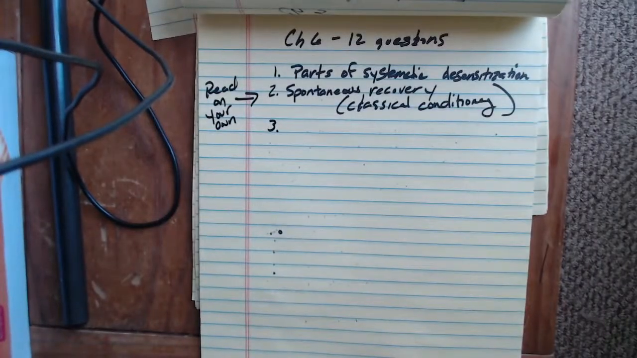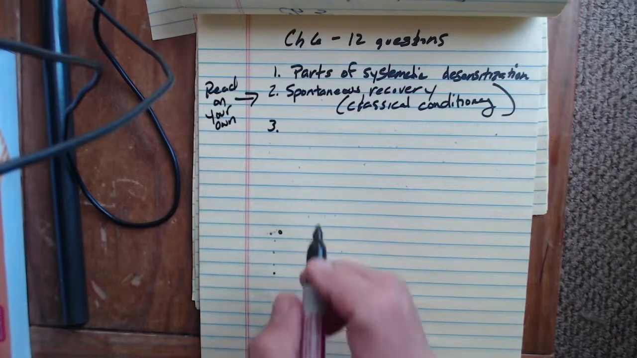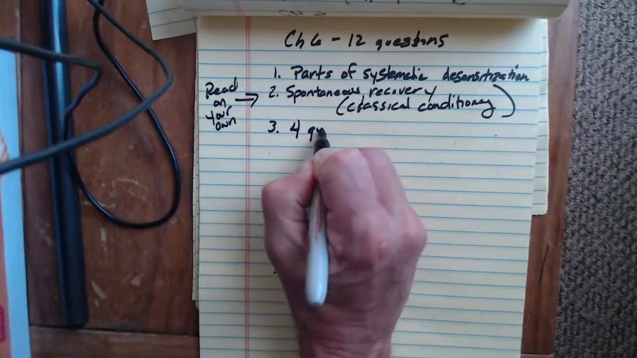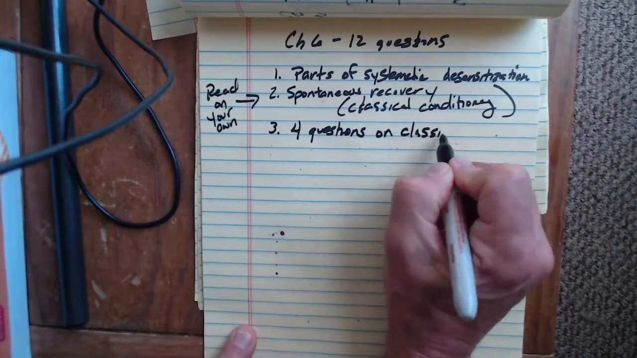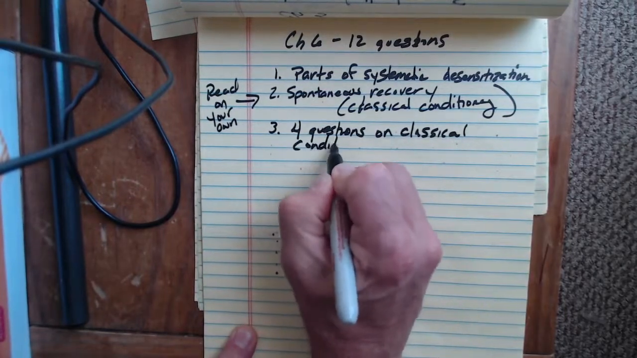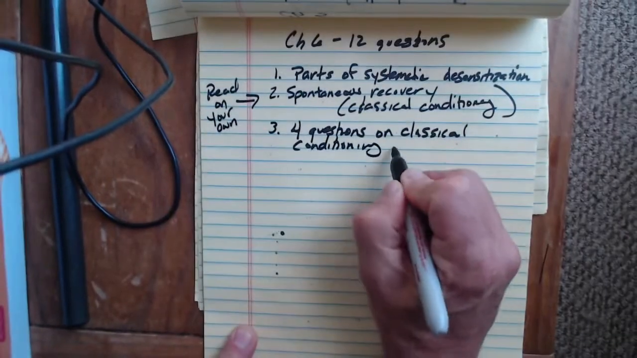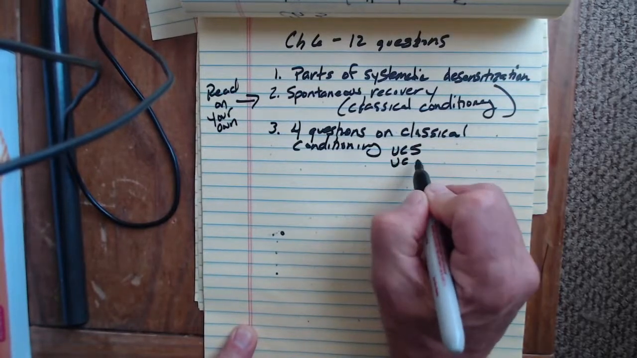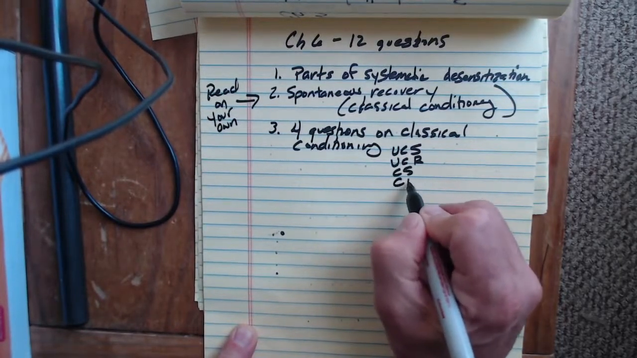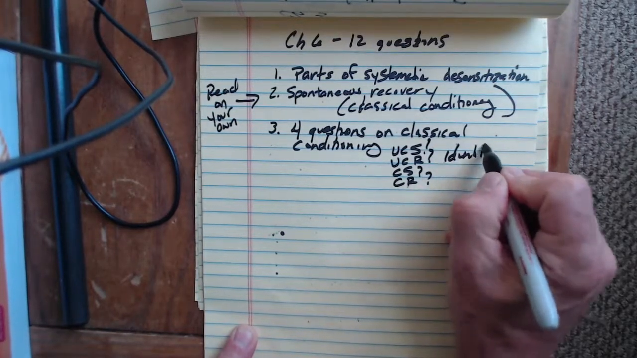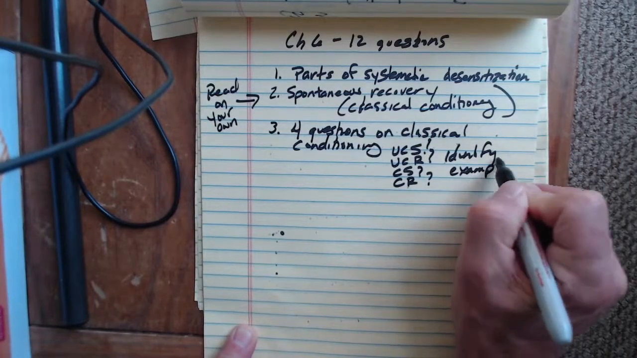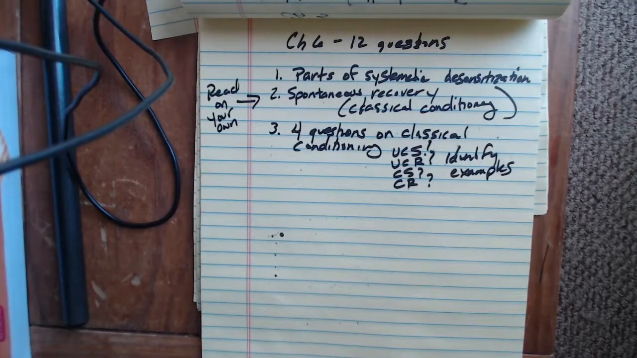Let's see. 1, 2, 3, 4. There are 4 questions on classical conditioning. What is a UCS? What is a UCR? What is a CS and what is a CR? Identify examples. Okay, so I'm going to give you an example, and it's going to be important for you to be able to figure out the 4 parts of classical conditioning.